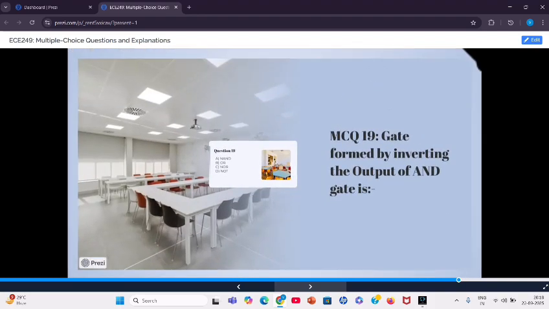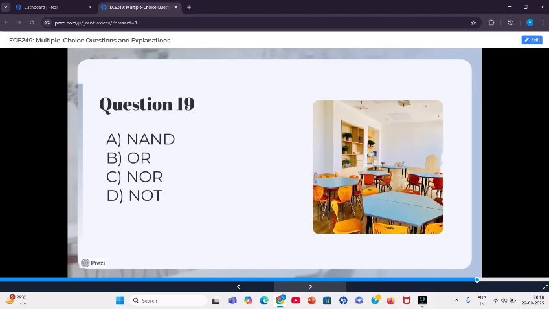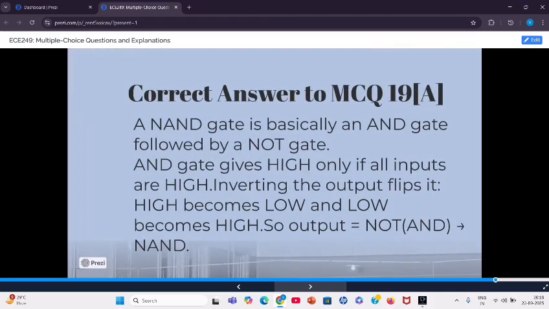Question number 19. The gate formed by inverting the output of an AND gate is. Options are A, NAND, B, OR, C, NOR, D, NOT gate. The correct answer to question 19 is A, NAND gate. A NAND gate is basically an AND gate followed by a NOT gate. AND gate gives high if and only if all inputs are high. Inverting the output flips it. High becomes low and low becomes high. So NOT of AND gate is equivalent to NAND gate.